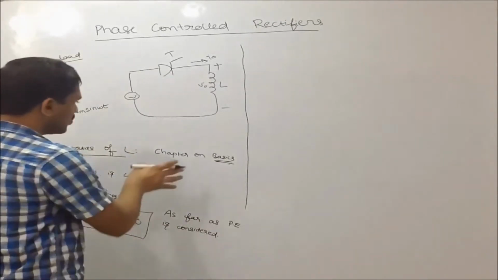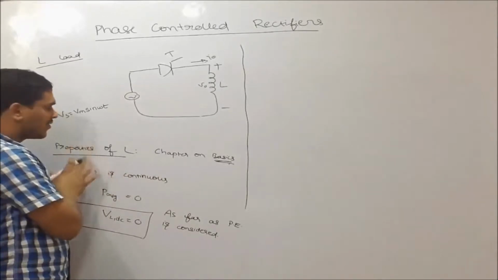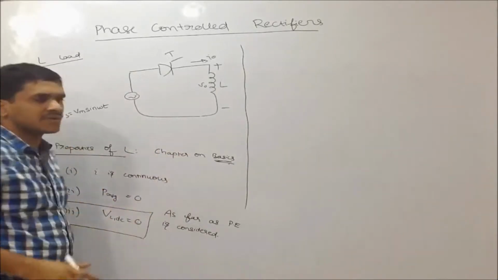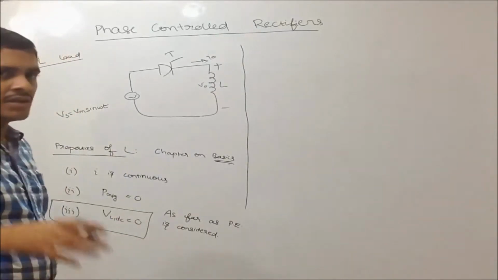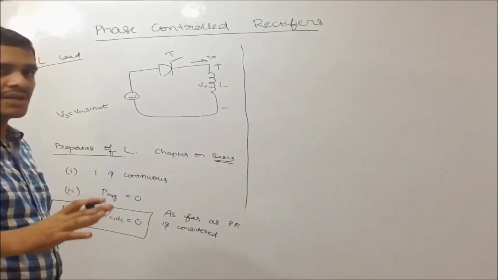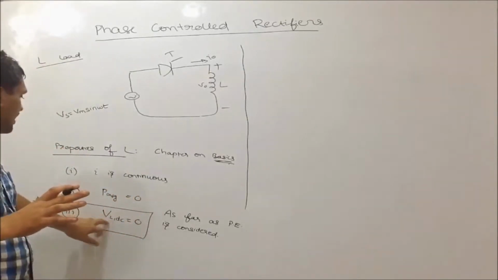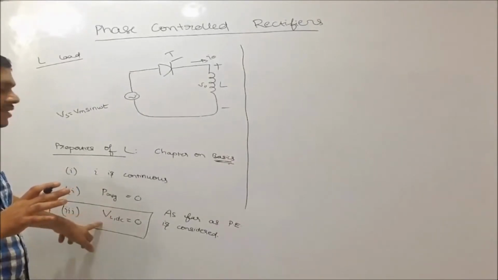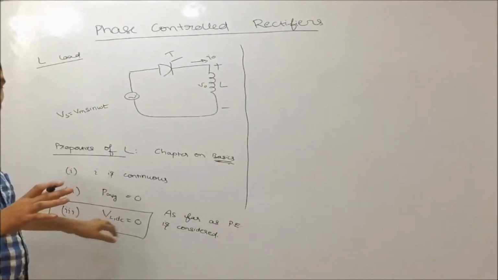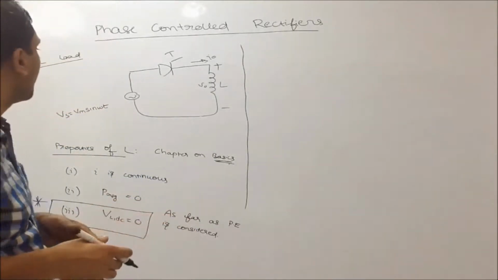For this you refer to our chapter on basics. We are telling the properties of the inductor. Inductor has three properties. Typically two properties are mentioned, but we are telling the most important property. This is the most powerful tool. This can be used in rectifiers and chokes. With this, circuit analysis becomes very easy.